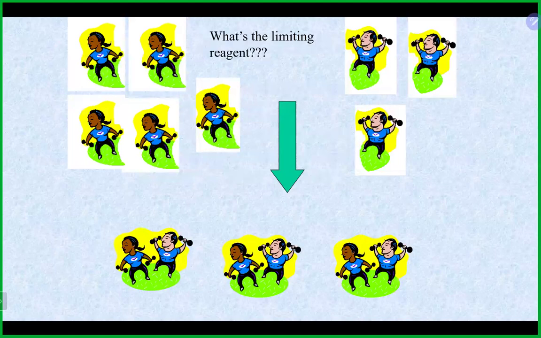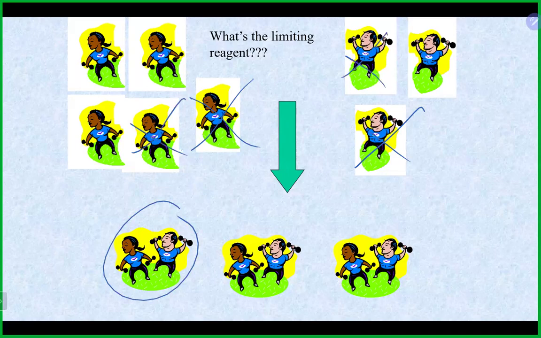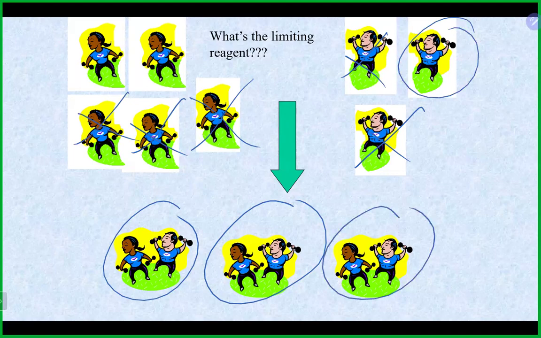So if we were making exercise buddies here, and we could see that we need one of each, this one and this one makes a partner. This one and this one makes a partner. This one and this one makes a partner. We can see here, there is no chance at this point to make a guy and a girl partner, as we have now run out of this guy over here. So that would mean in this example, this is our limiting reagent. This is our excess reagent in this example.